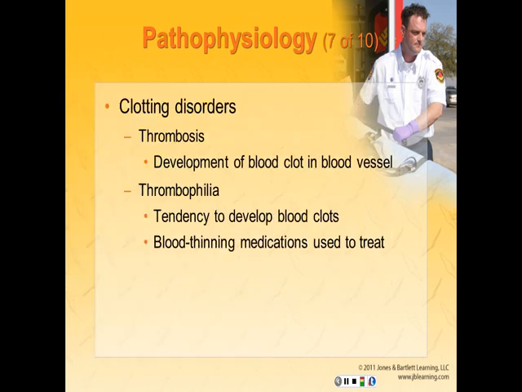Clotting disorders. Clotting disorders are abnormalities in clotting of the blood. Thrombosis is the development of a blood clot occurring in arterial or venous blood vessels. The patient's symptoms relate to clot location, size, and whether the clot becomes dislodged and travels to another part of the body. Thrombophilia is the tendency to develop blood clots.